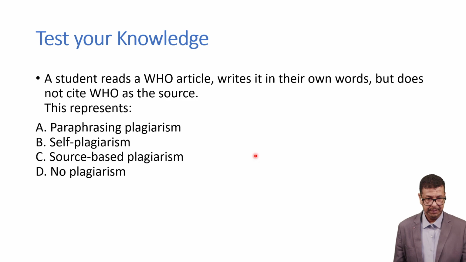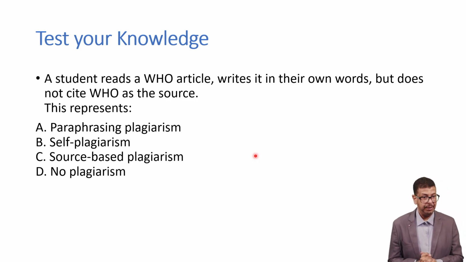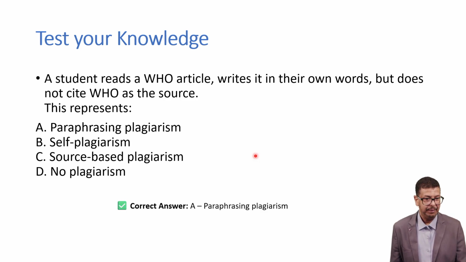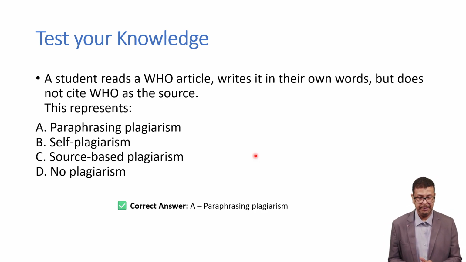Another one. A student reads a WHO article and writes it in their own words but does not cite the WHO as a resource. This represents which type? Paraphrasing plagiarism, self-plagiarism, source-based plagiarism, or no plagiarism? The correct answer is paraphrasing plagiarism.